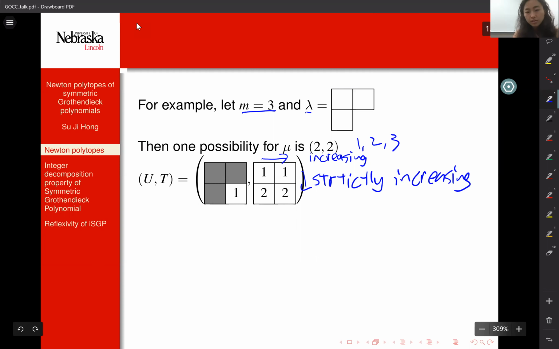So in here, when I say increasing, I just kind of mean it's not going to decrease. Let's just say non-decreasing. That would be better. Non-decreasing.